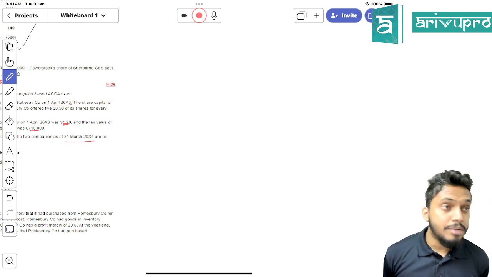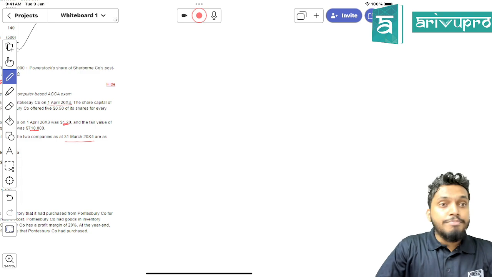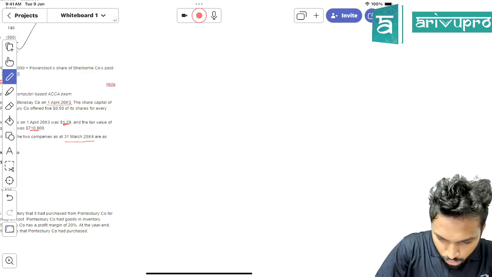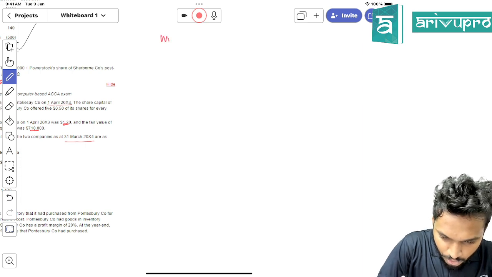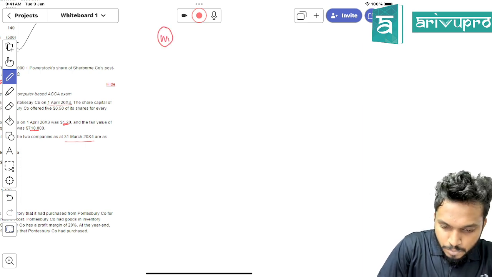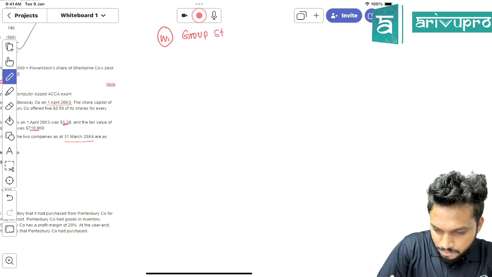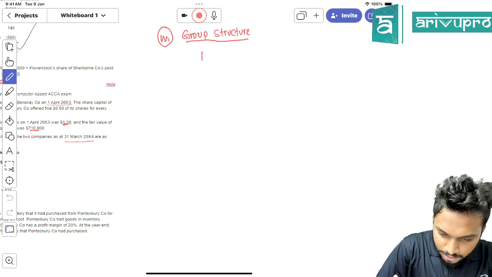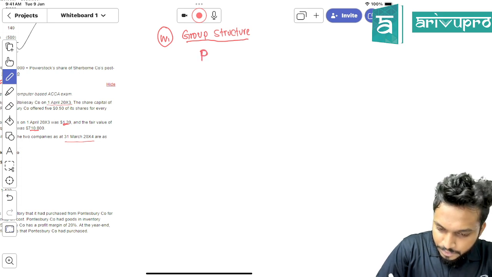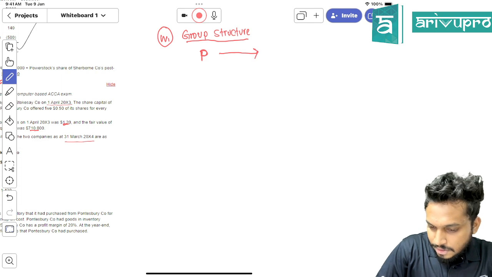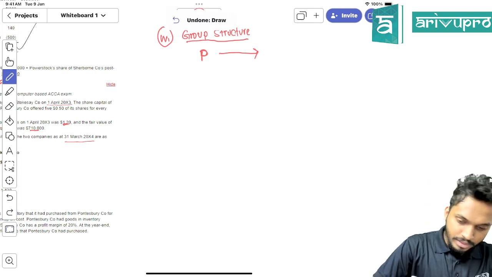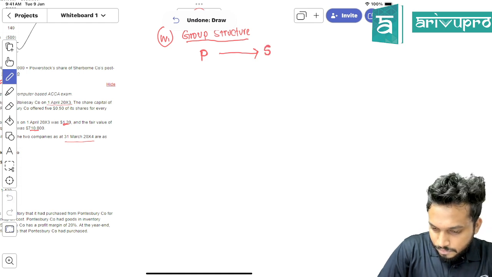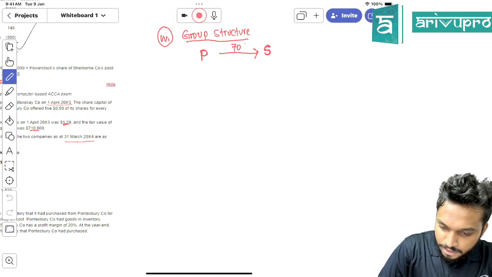Whether there is a relationship existing in terms of parent and subsidiary. So the first, what is your working one? Your working one is going to be the group structure. In your group structure, you know that the P company has invested 70% in S company. How much have they invested?